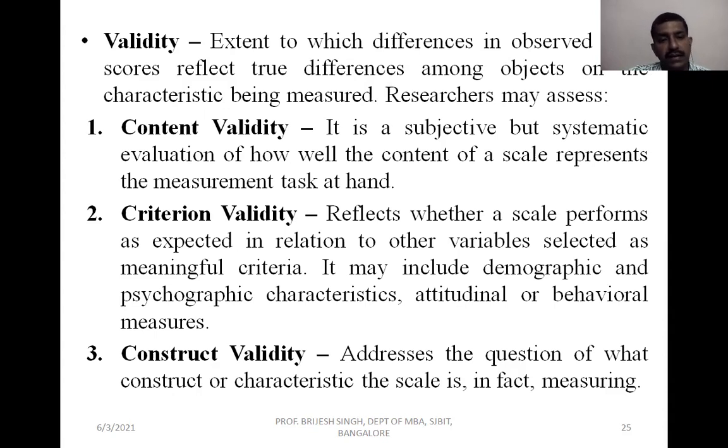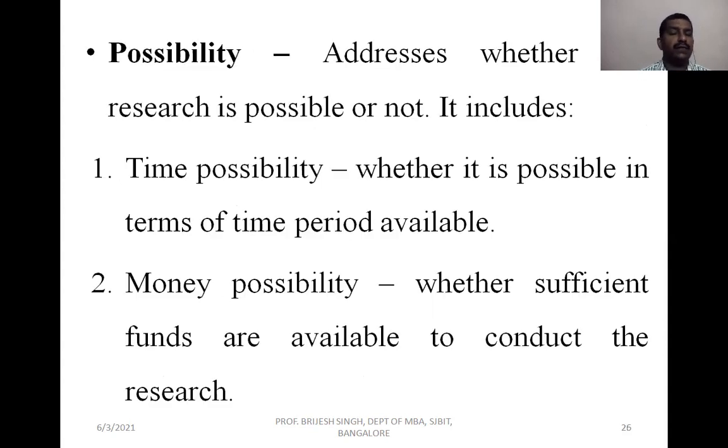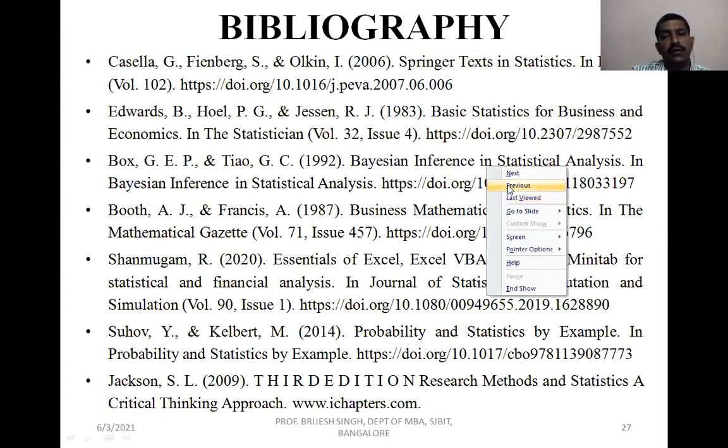Then we have content validity, criterion validity, and construct validity, and quite obviously practicality, when you are talking about it. Here two things always become challenging: one is time practicality and another is money practicality. Time practicality means the time period available to the researcher, and money practicality means sufficient funds should be available to conduct the research. Most of the time, a good amount of research is not conducted because of lack of funds. That also creates boundaries for conducting good research.